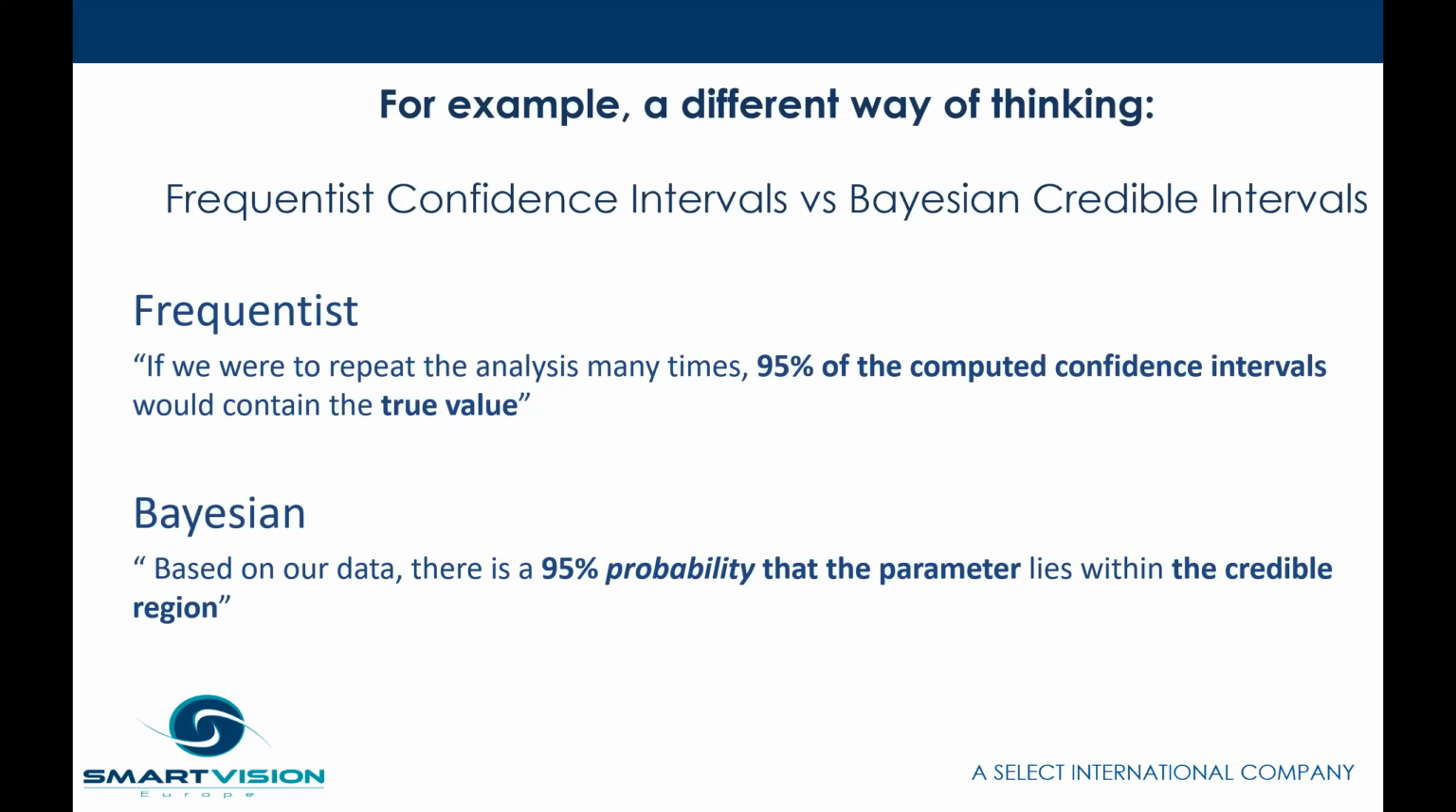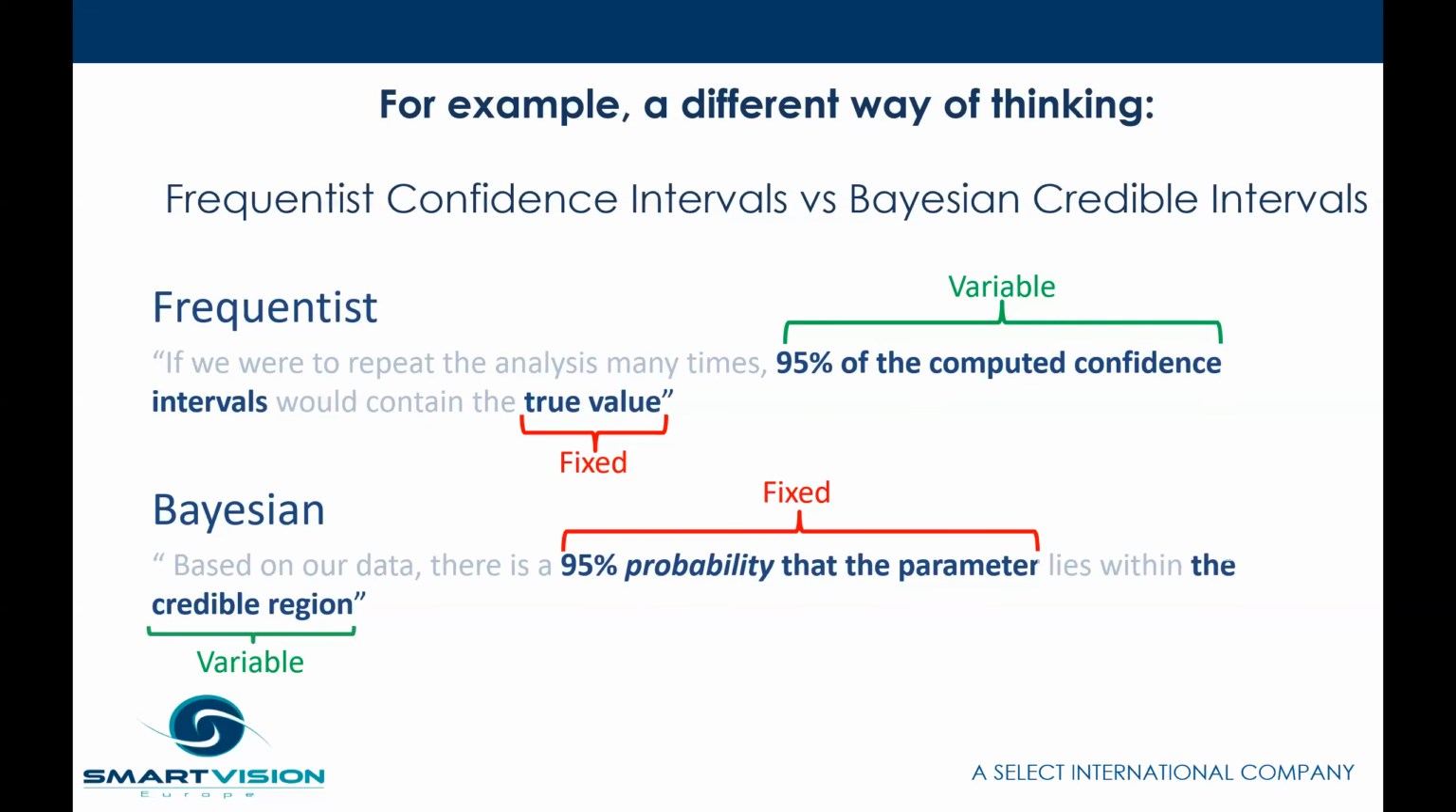In Frequentist statistics, what it's saying is you can be 95% sure of the technique, but the true value is kind of unknown. You can't say anything about the 95% probability of the true value. And that makes sense because we've just talked about that. In the Frequentist tradition, the bit that's variable is the confidence intervals. They vary from one sample to the next, but the true value is fixed.